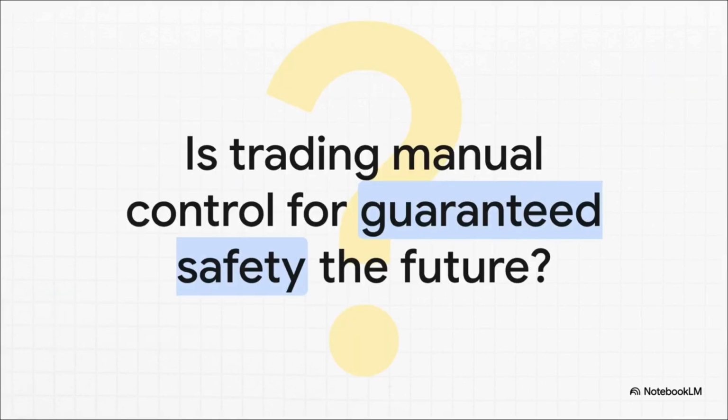And that really leaves us with a final, fascinating question to think about. As our world gets more and more digital, and as security threats get more and more sophisticated, is this trade-off the future? Are we seeing a shift away from demanding human perfection and toward building languages that guarantee safety from the start? It's a pretty profound change in how we think about building our digital world.